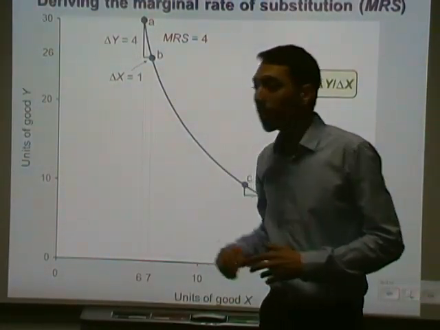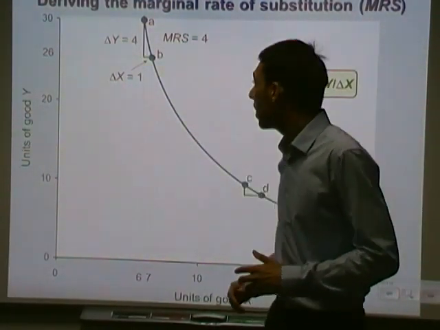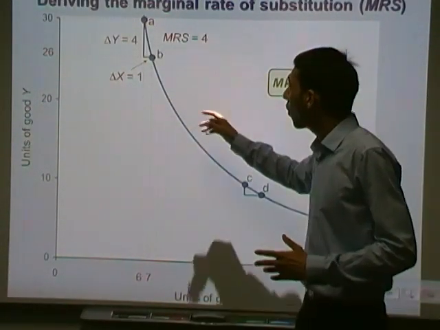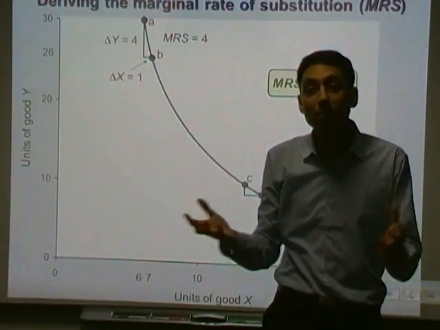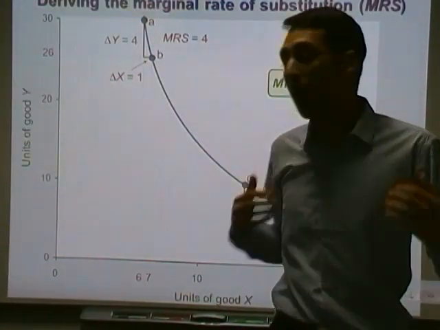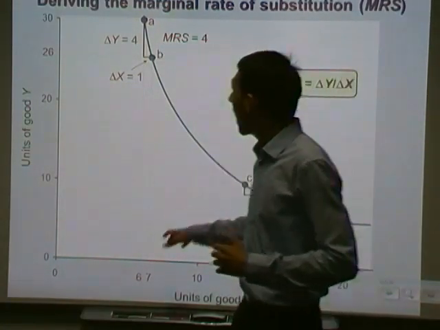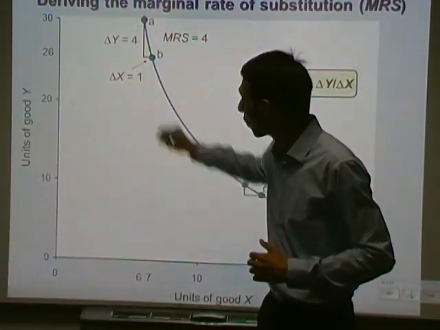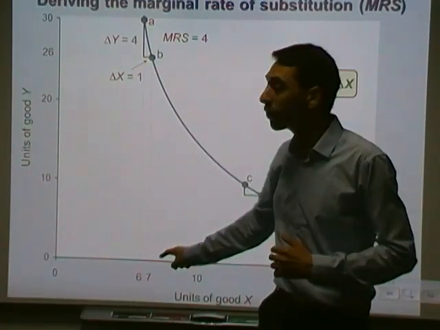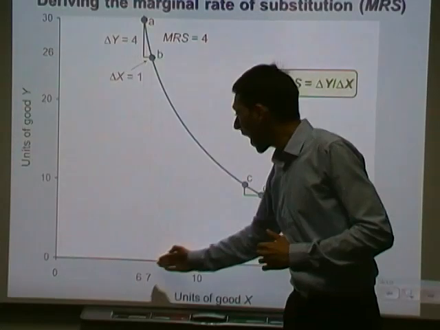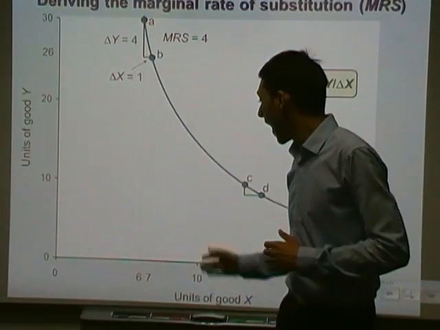B should neither be better than A nor worse than A, and so A and B will be on the same indifference curve. I am indifferent between A and B, right? And what is A? A is 30 units of good Y and 6 units of good X, whereas B is 26 units of good Y and 7 units of good X.